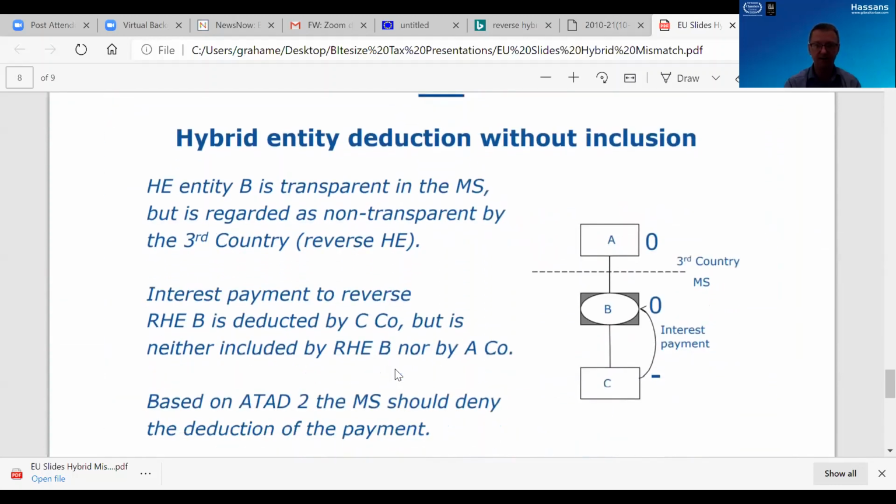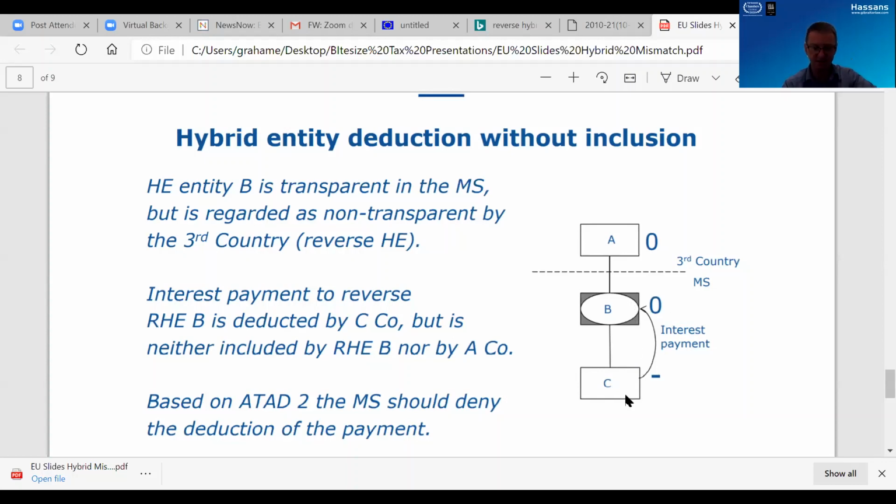So here is a hybrid entity deduction without inclusion. So now this is different. So everything above the dotted line is in the third country, and everything below the dotted line is in Italy again, say, for example. It's a member state. It doesn't matter. It just has to be a member state. So B is transparent in whichever member state we want it to be. And C makes a payment to B.